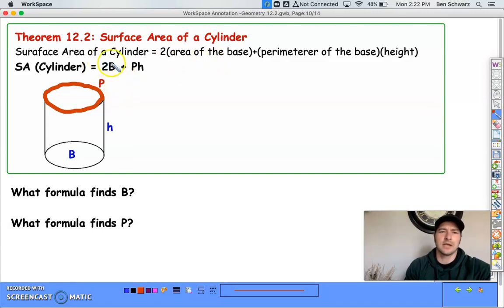So it's still going to be 2 times the area of the base plus perimeter of the base times the height. The main difference is that now our base is a circle. So when we have to find the formula for B, the area of the base, well, area of a circle, we're going to have to use pi r squared. And the formula that finds P, the perimeter of a circle, we know is the same thing as circumference, right? So for that, we're going to use pi d, pi times diameter.